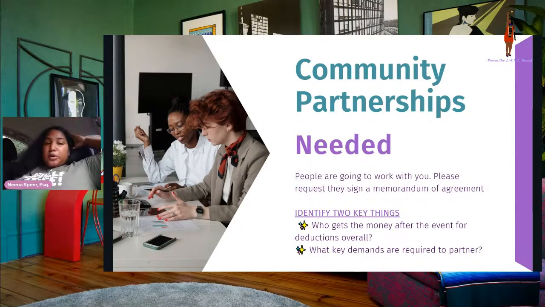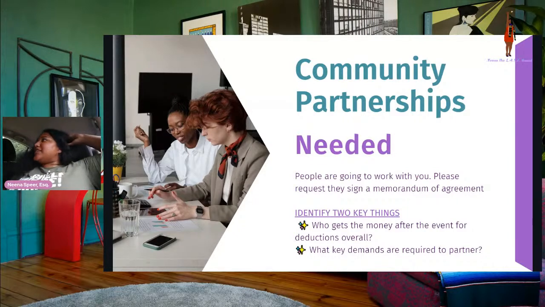You need community partnerships. I don't know why people don't understand this, but if you have a board of people who are not thinking about community partnerships, then they are missing the point. You get more grant funding if you have more community partnerships. And you know what is really effective with community partnerships? You need them to sign a memorandum of agreement. Who gets the money after the event for deductions? And then what key demands are required for a partnership?